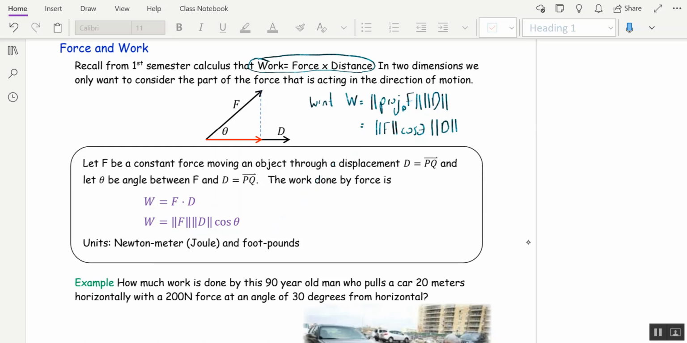Now, which formula are you going to use? Well, if you're given the force and the distance in terms of vectors, then you're going to want to use the first one, F dot d. But if you're given the magnitude of the force, the magnitude of the direction, and the angle between them, then you're going to want to use the second one.